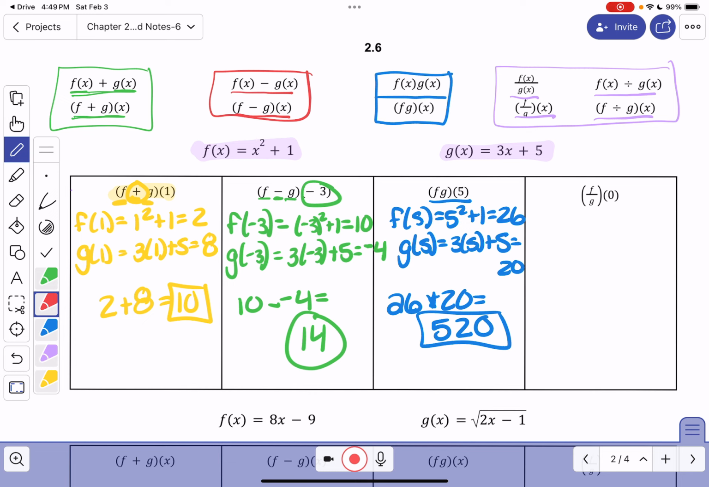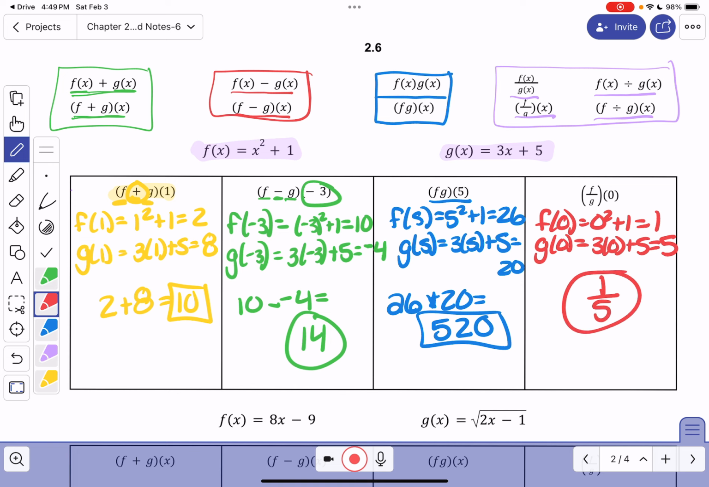F divided by g of 0, so f of 0 is 0 squared plus 1, which is 1. G of 0 is 3 times 0 plus 5, which is 5. And then we divide them and get 1/5. That's how you do it with numbers.